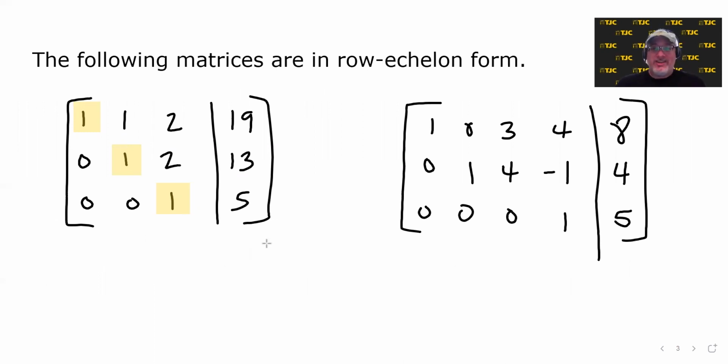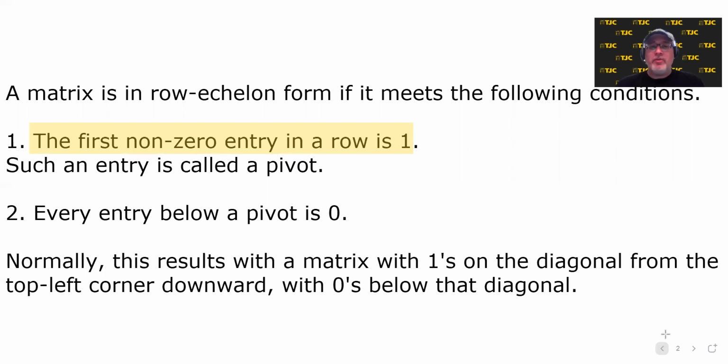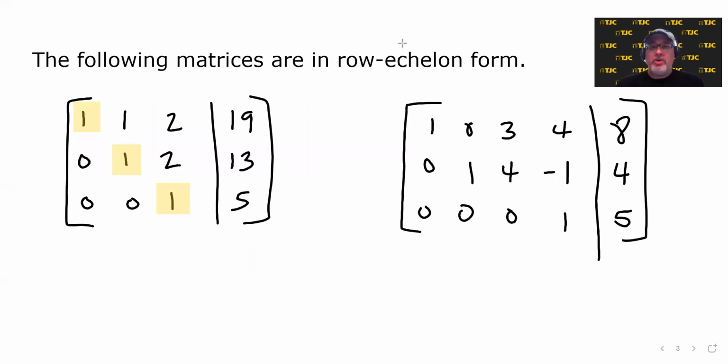But additionally, look at criteria number 2. Every entry below a pivot is 0. Well, if you look below each of these 1s, below the first one are nothing but 0s, and below the second one are nothing but 0s. And again, we kind of have this diagonal of 1s cascading from the top left corner downward with 0s below it. It's not always a perfect diagonal, as is illustrated in the second example.